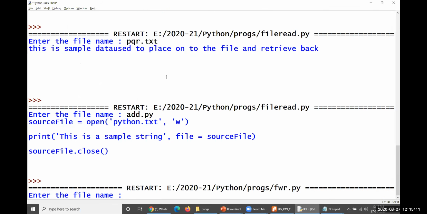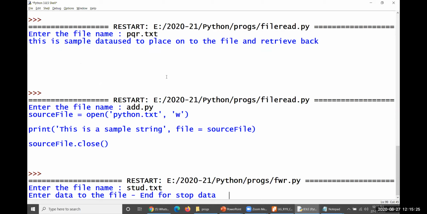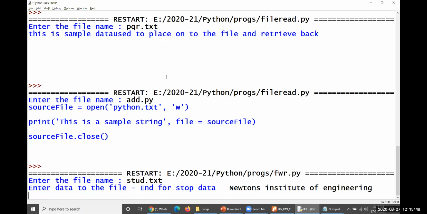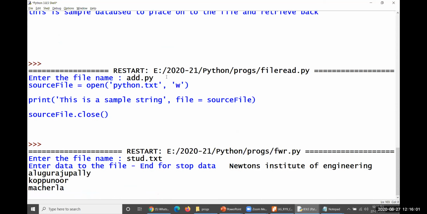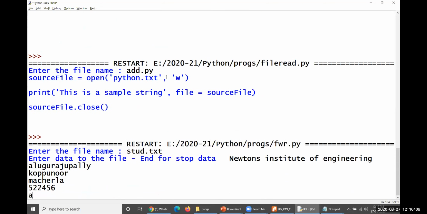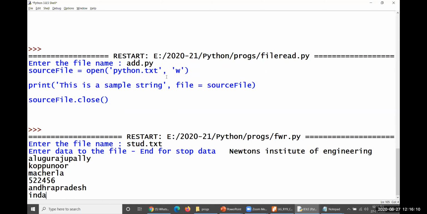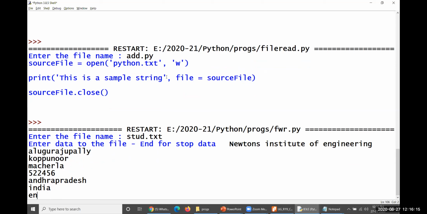So now let me take stud.txt as my file name, and here you see: enter data for the file, and END to stop the data. Okay, so let me say Newton's Institute, Alugurapalli, 5222456, something like it. However, whatever the value may be, Andhra Pradesh, India. Okay, something like this. At the end, I'd like to place END.